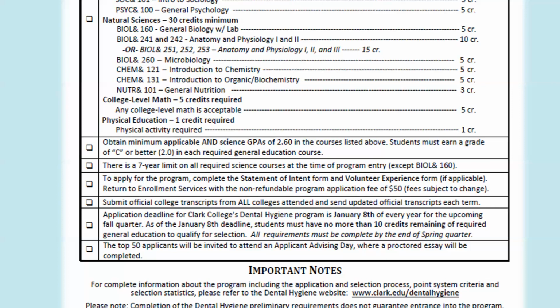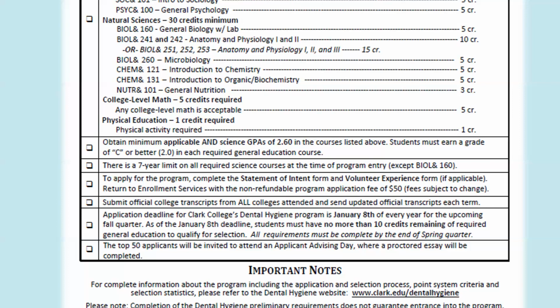To apply for the program, there are a few steps, and we'll actually get into that a little bit later. Please note that submitting official college transcripts from all colleges ever attended is required. This is required regardless of whether or not the prerequisites completed were taken at another institution. So if you took coursework somewhere else, even if it does not apply towards your requirements, you must submit official transcripts.